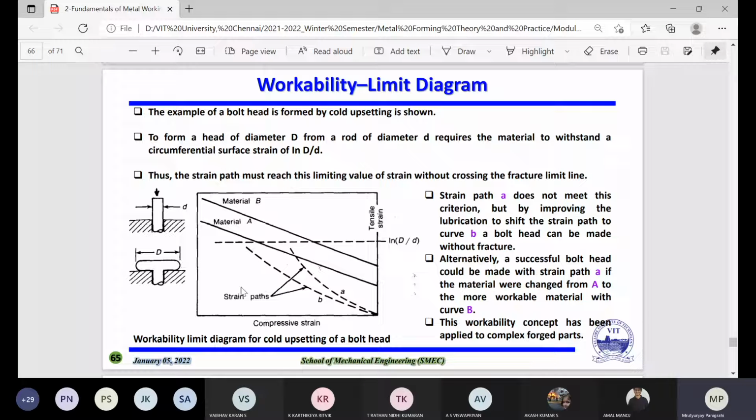So now the question is, for example, your material is A or material is B. Initially you should have some condition, which means you should have some goal. Our goal is to form a head of diameter D from a rod of diameter d, so the material has to withstand a circumferential surface strain of ln D by d. So our condition is that it should withstand the surface strain of ln D by d. This is the limit. The dotted line is the limit, and you have to cross that one.